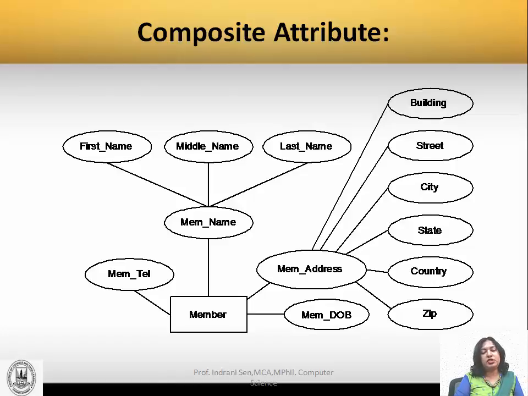Why does it need to be decomposed? A large attribute needs to be decomposed into smaller parts to facilitate searching. For example, if I want to list only the members who are staying in Mumbai, I would require the city attribute. From the address, if we keep it as a single string, it is difficult to extract that data.